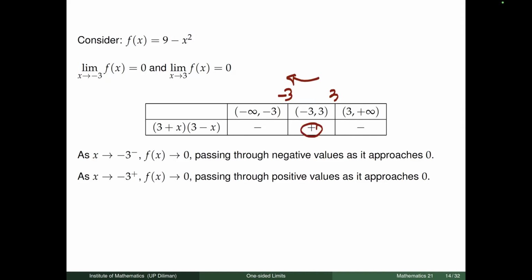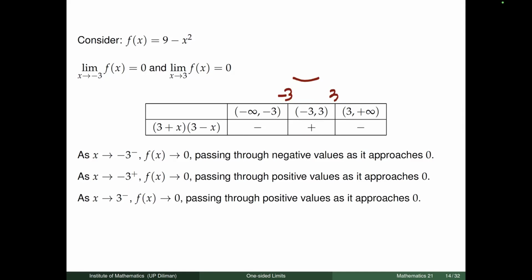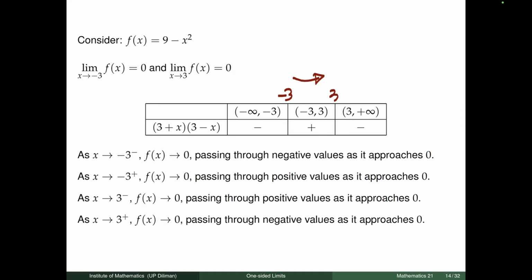Then next, as x approaches 3 from the left, your f of x is approaching 0 through positive values. However, when x approaches 3 from the right, your f of x is approaching 0 through negative values.